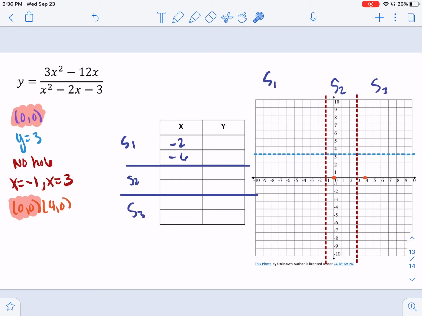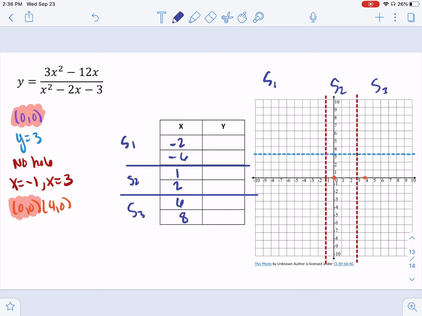So -2 and -6 are ones that are in this first section. Now I want to look in between this asymptote and this asymptote. I already have 0, so let's just go ahead and do 1 and 2. And then last but not least, I have this last section. I already have 4, which is the closest one to this asymptote. And so let's do 6 and 8, just other ones out in that section. Once again, you can choose whichever ones you want, but you must at least choose some in each section. You need multiple points in each section to give a general idea of what it will look like.